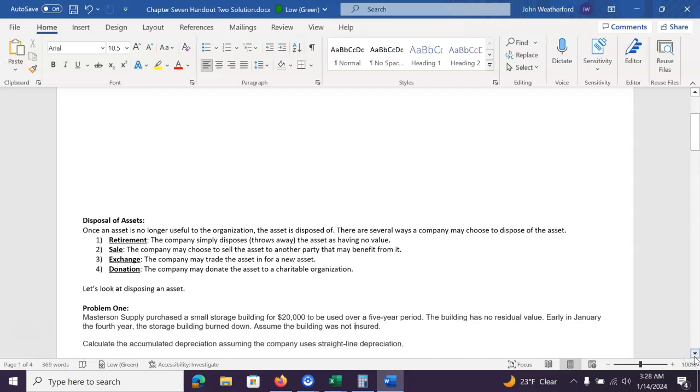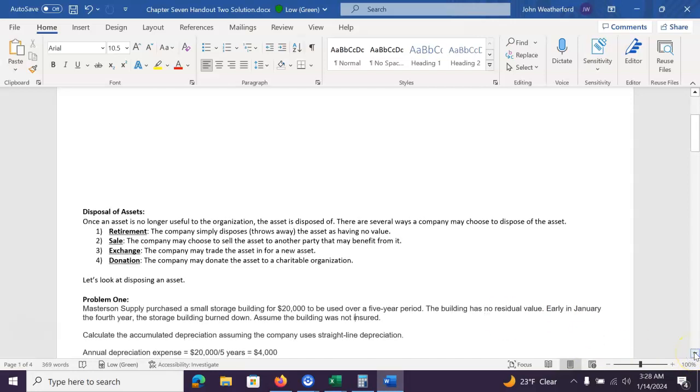Anyway, that goes without saying, I guess. But first, what we're going to do here is calculate how much depreciation would have been taken by the time the asset was lost in the fire. So we were 3 years in. They're using straight line depreciation. So we'll calculate annual depreciation as cost divided by the useful life in years. That gives us $4,000 of depreciation expense per year. And again, we're 3 years in because it burned in early January of the 4th year.